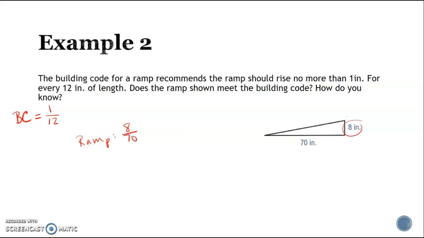And then what we need to do from here, and we should always do with all of our slope problems, is reduce our answer. So 8 over 70, I know that 2 goes into both. So I'm going to divide top and bottom by 2. And so I end up with 4 over 35.